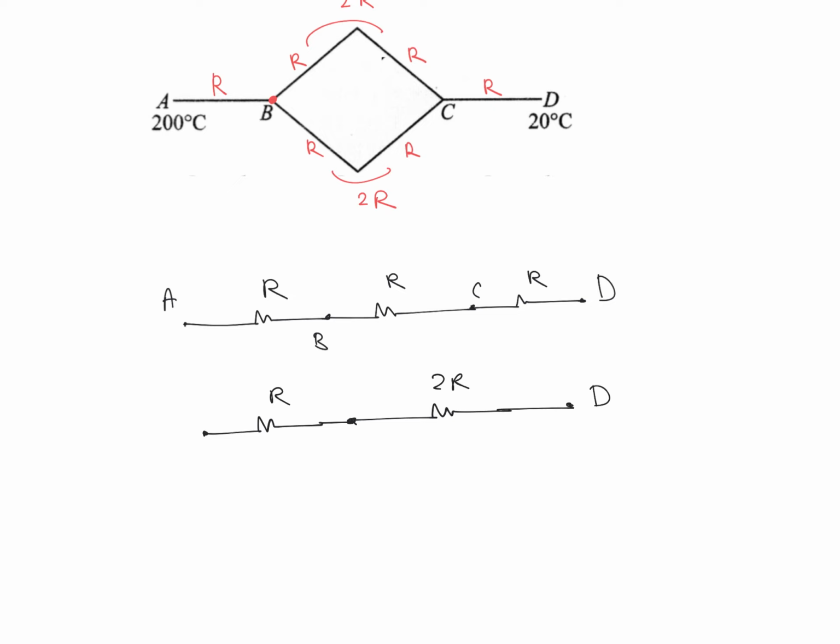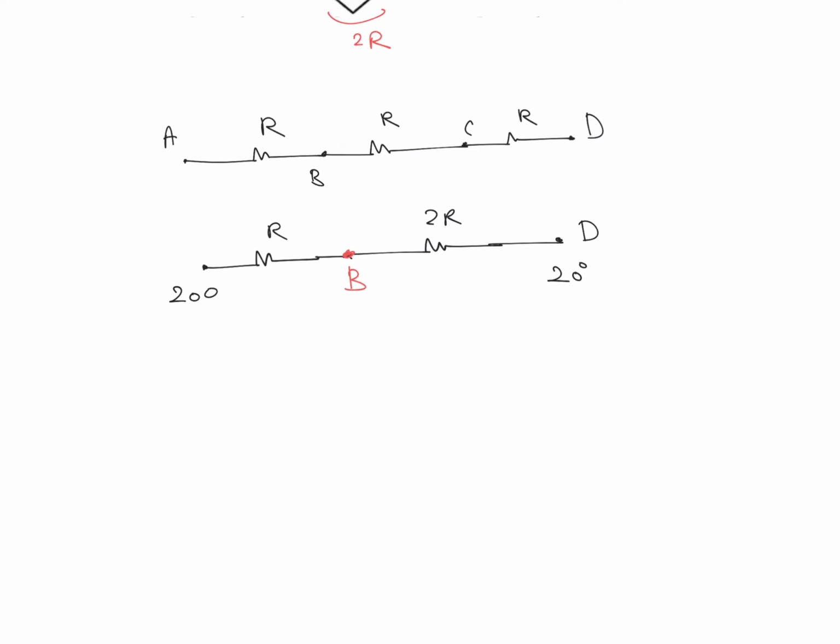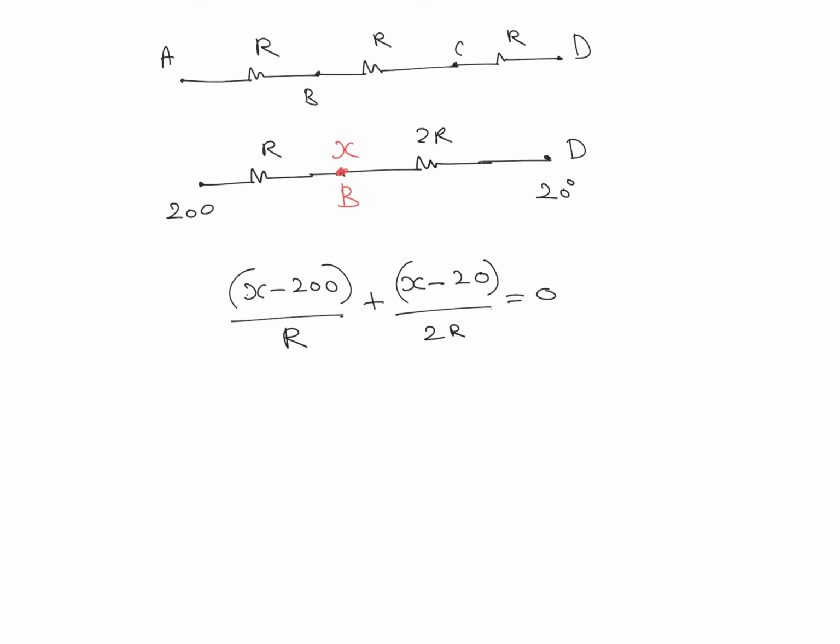Now we know the temperature of point A is 200, the temperature of point D is 20, and we need to find the value of the temperature of this point B. Now we can just use nodal analysis for point B. Considering that the temperature at point B is equal to X, we can write the equation: (X minus 200) divided by the resistance of this, that is R, plus (X minus 20) divided by the resistance between them, that is 2R, should be equal to 0.